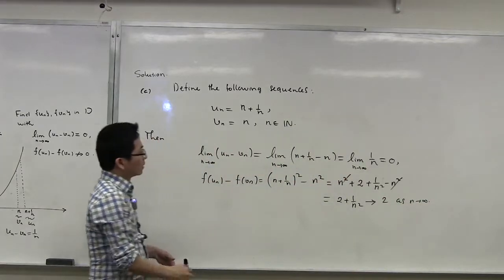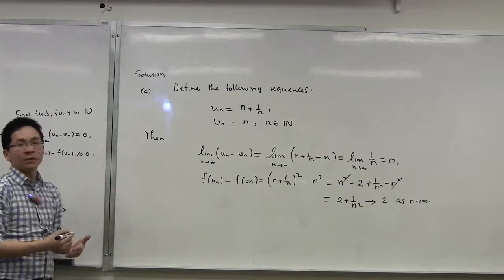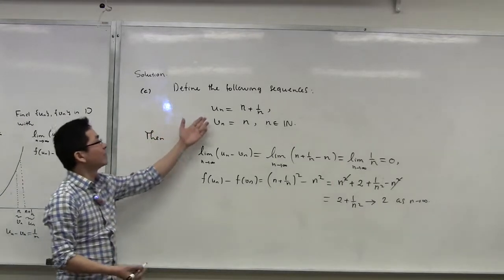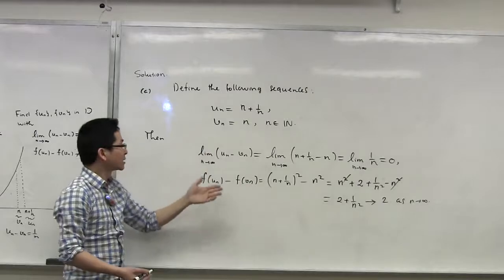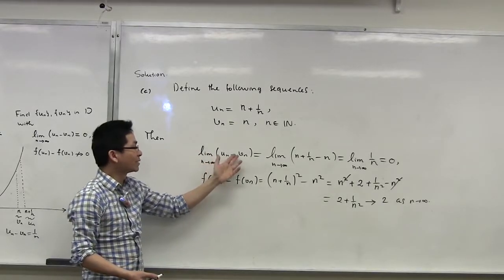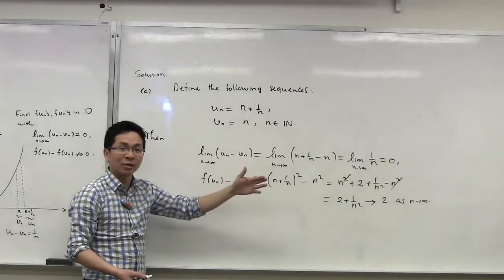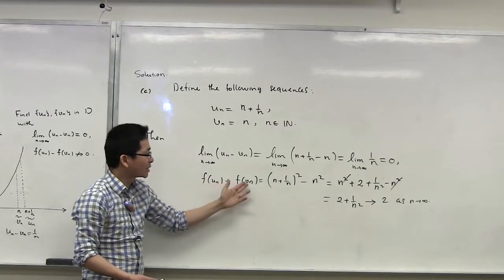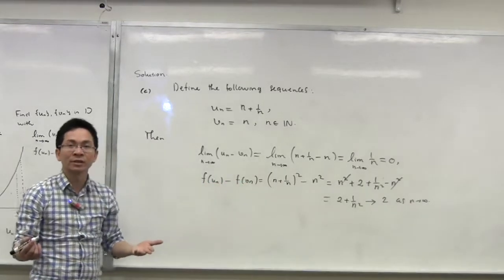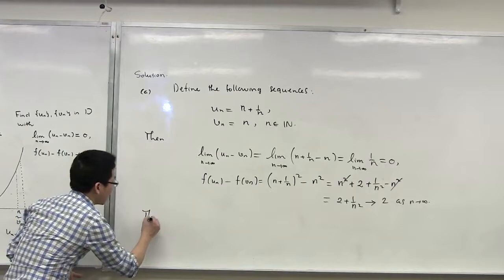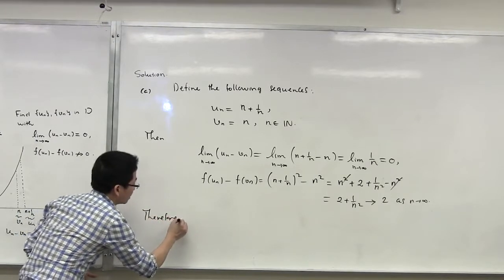So we have found two sequences un and vn in the domain of the function, such that the limit of un minus vn as n approaches infinity is 0, but f of un minus f of vn does not converge to 0. Therefore, f is not uniformly continuous on R.